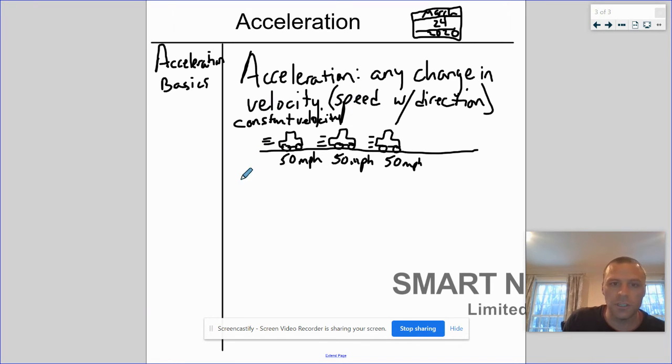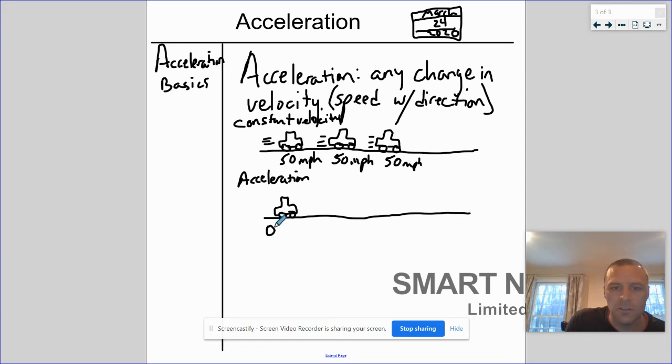And if we look at an acceleration, it is a little bit different. What an acceleration is, imagine we had an object and it's moving 0 miles per hour, and then it starts moving a little faster. It goes 10 miles per hour, and then it speeds up a little bit more. So then it's going 20 miles per hour, and then it speeds up a little bit more.